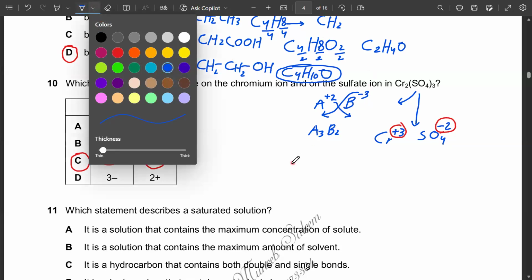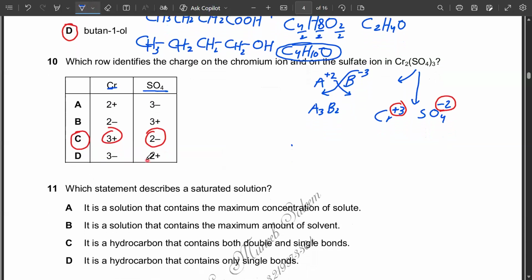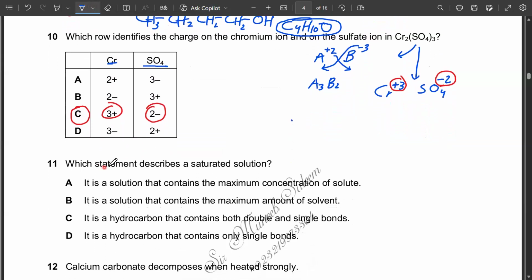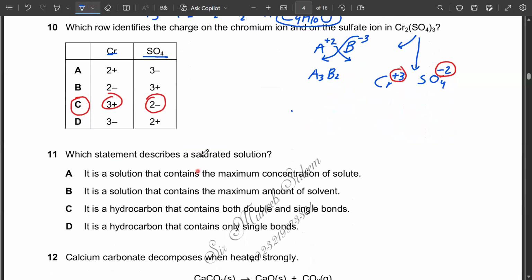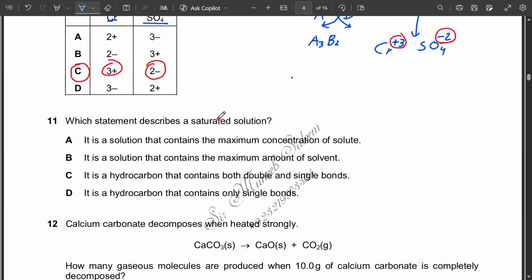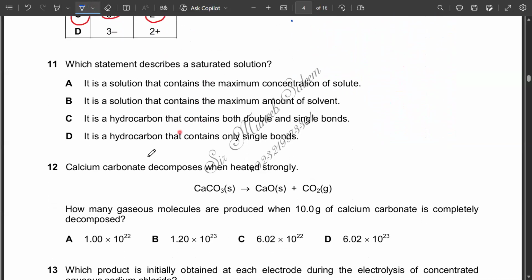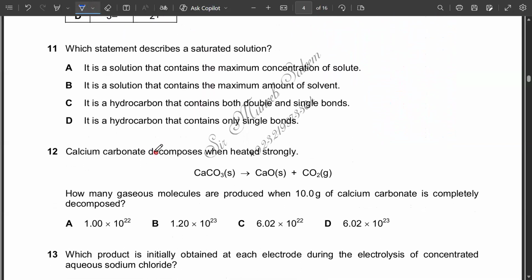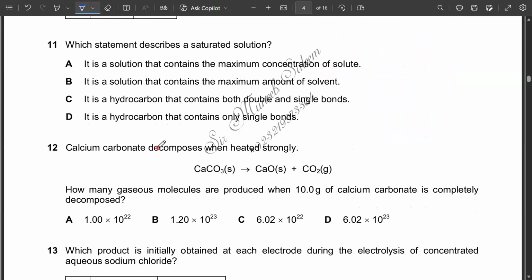Then question number 11. Which statement describes... this is not included in our relevant chapter, so we skip this question. We're moving to the next question, question number 12.